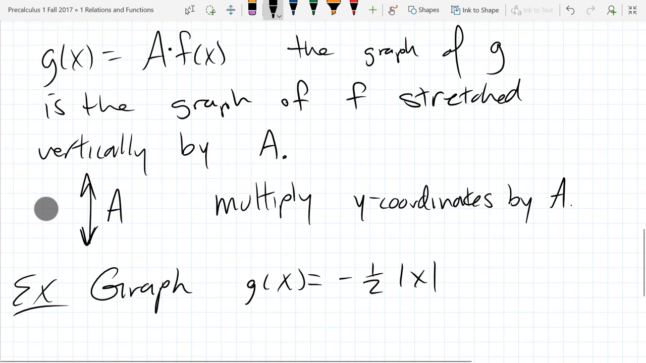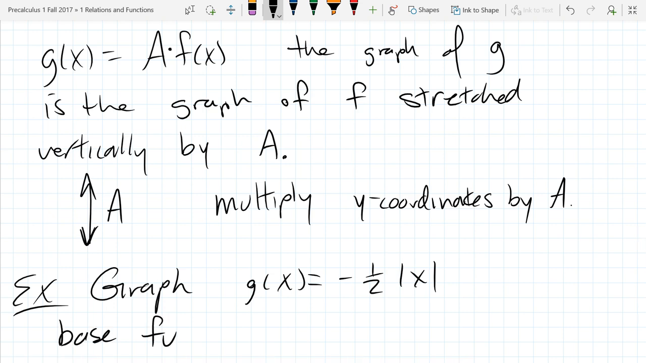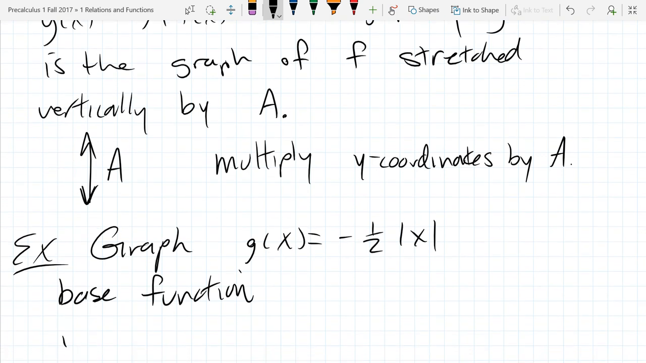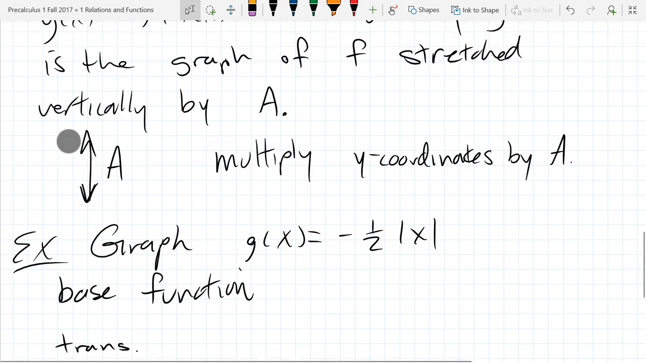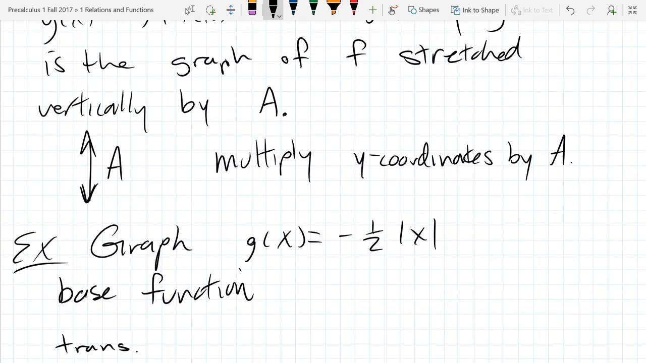So we're going to graph this function, g of x, which is negative 1/2 times absolute value of x. We're going to write the base function and its graph, and then we're going to write the transformation. So what is the base function? All you have to do is cover up the vertical stretch number you're multiplying by. So the base function is absolute value of x. So f of x equals absolute value of x.